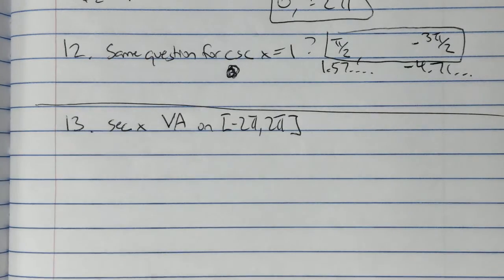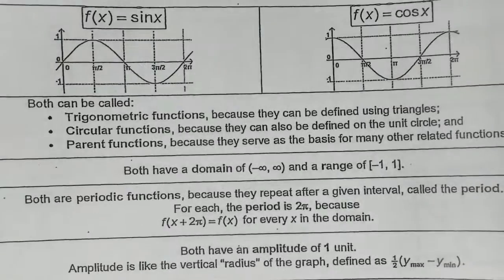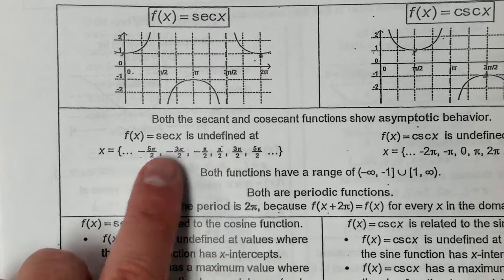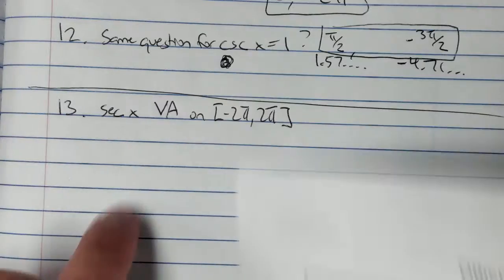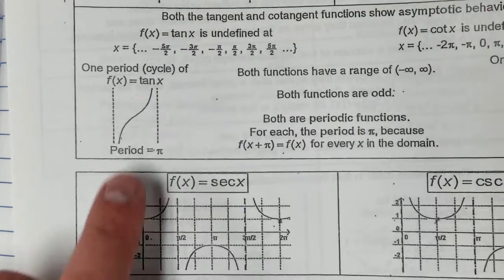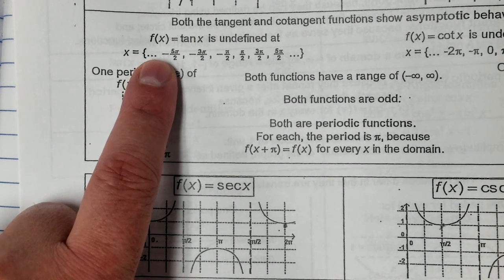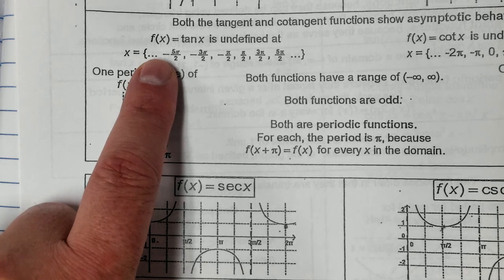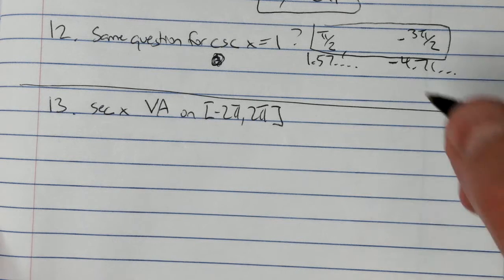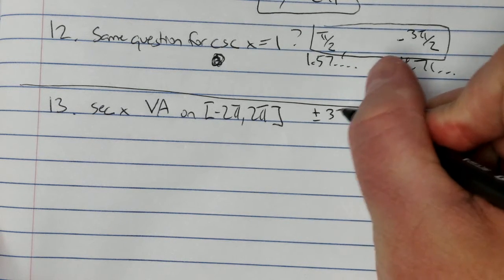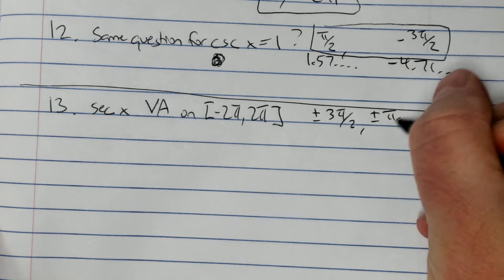And remember on this, you can use your unit circle packet, which has this paper for sine and cosine, and on the back, you'd have it for secant. The asymptotes are where they're undefined. Okay? So on our problem, it says from negative 2 pi to 2 pi, and so we don't put negative 5 pi halves, because that would be outside of our interval. But we do put basically the plus and minus 3 pi halves and the plus and minus pi halves. So this would be plus and minus 3 pi halves and plus and minus pi halves.